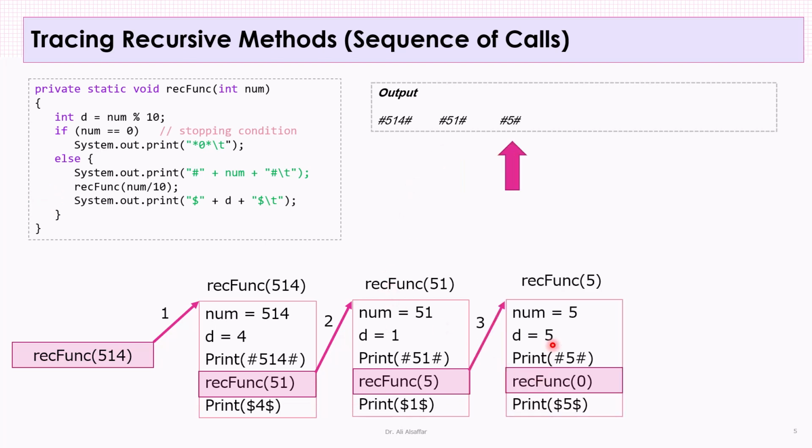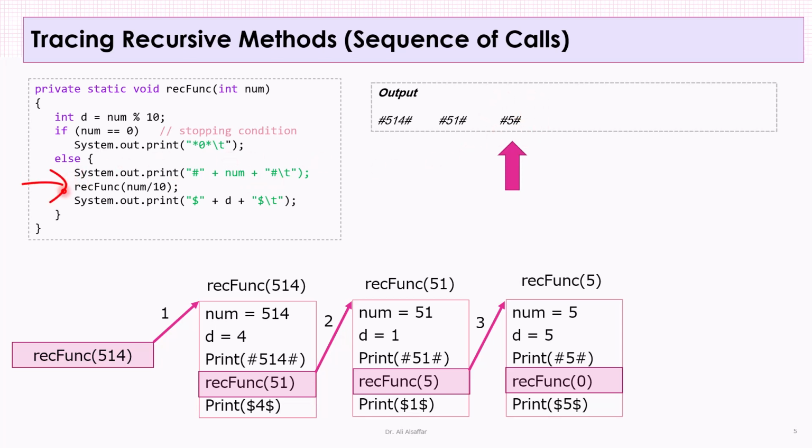Again, we have to keep track of the current values of the local variables. The input parameter is 5. And D is equal to 5 because num modulus 10 will give you 5. 5 is smaller than 10. And again, 5 is not equal to 0, so it will go to the else statement. And in the else statement, we are printing the value of num surrounded with hash. And this is the output.